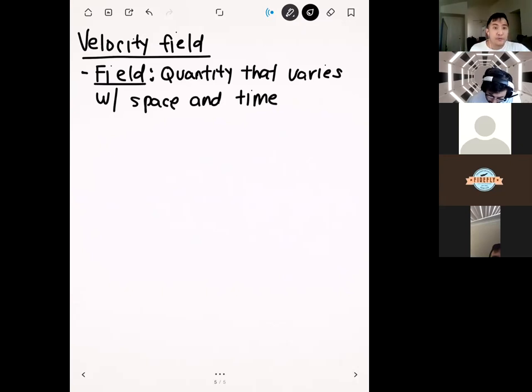And so you can apply the field concept to any fluid property. You can apply it to the pressure, the density, the viscosity. Any property that a fluid might have can vary in space and time. But the one that's probably the most important, and the one that we're going to come back to a lot, is the velocity field. The velocity field is a map of how fast a fluid is moving and in what direction the fluid is moving.